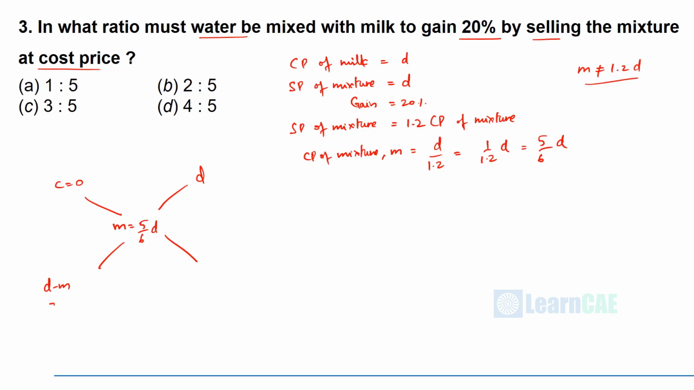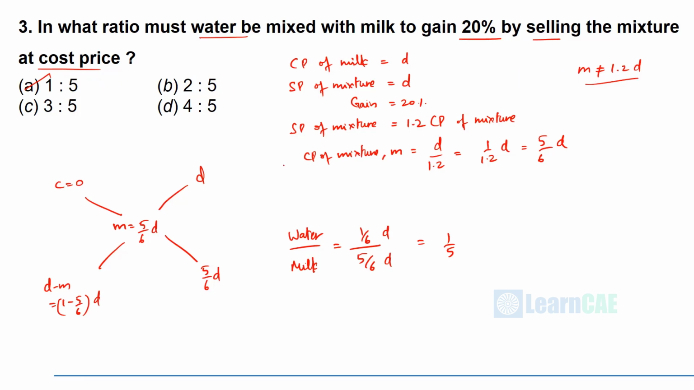D minus M is equal to 1 minus 5 by 6 D. Here M minus C is equal to 5 by 6 D. Therefore, the ratio of water to milk is equal to D minus M, that is 1 minus 5 by 6, that is nothing but 1 by 6 D divided by 5 by 6 D. This is equal to 1 by 5. Therefore, the ratio of water to milk is 1:5. Answer is option A.